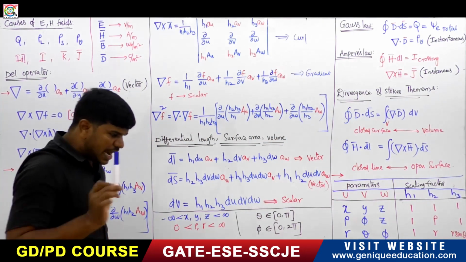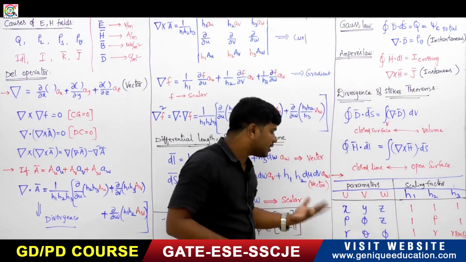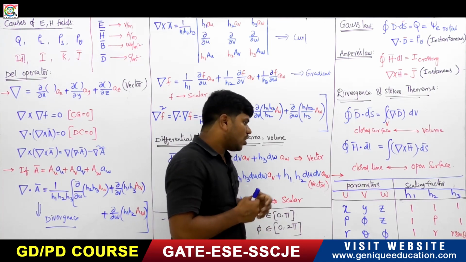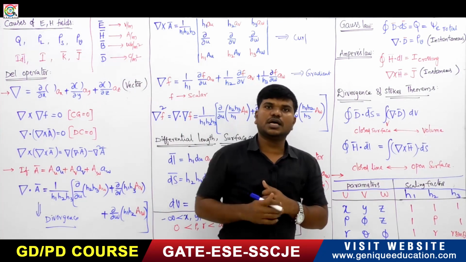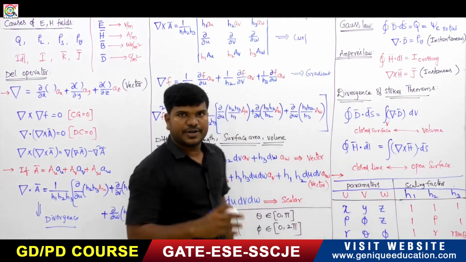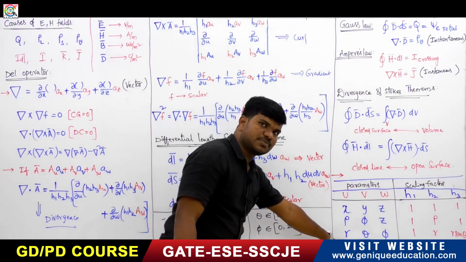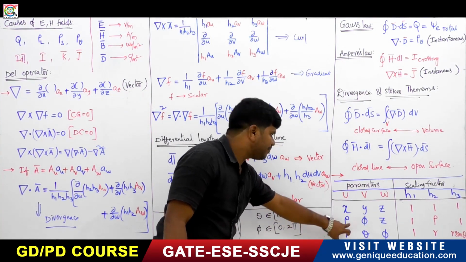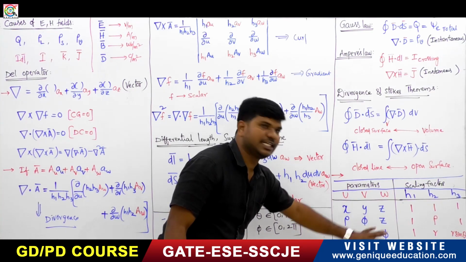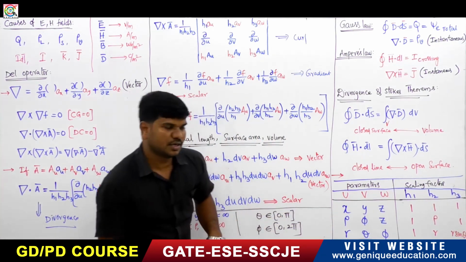There will be a confusion about how to identify R, theta, phi. If you go to the crash course of the EMTs, there is a video on the cylindrical and spherical coordinate systems in detail, so you can identify rho, phi, z, and r, theta, phi. You can go to that video and watch it.